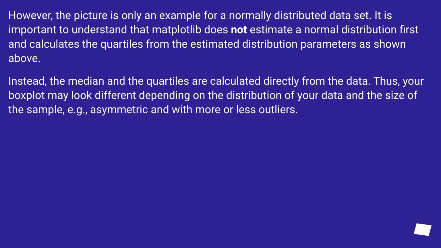However, the picture is only an example for a normally distributed data set. It is important to understand that matplotlib does not estimate a normal distribution first and calculate the quartiles from the estimated distribution parameters as shown above. Instead, the median and the quartiles are calculated directly from the data. Thus, your boxplots may look different depending on the distribution of your data and the size of the sample, for example, asymmetric and with more or less outliers.